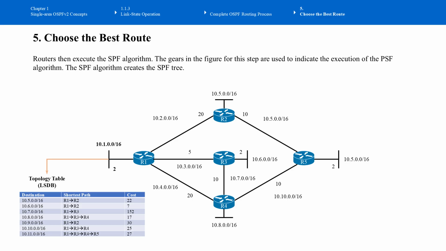Step 5. Choose the best route. Finally, OSPF selects the best path from the SPF tree. These routes are installed into the routing table, and the router is now ready to forward packets using the most efficient path. At this point, the router has completed the routing process.